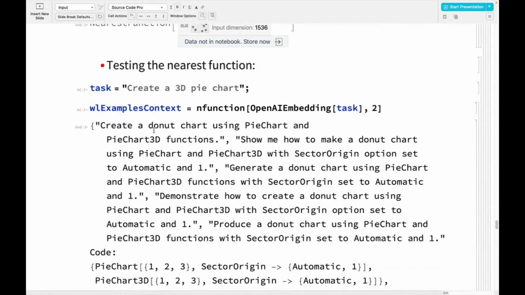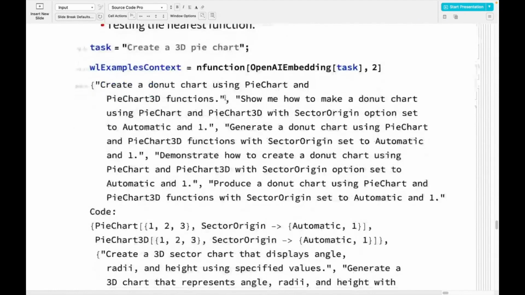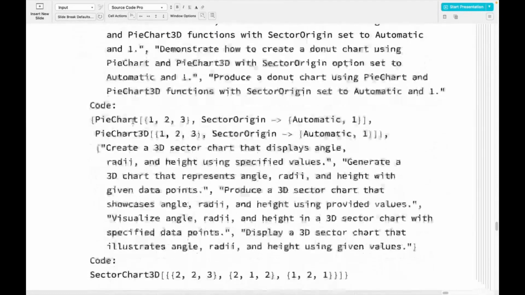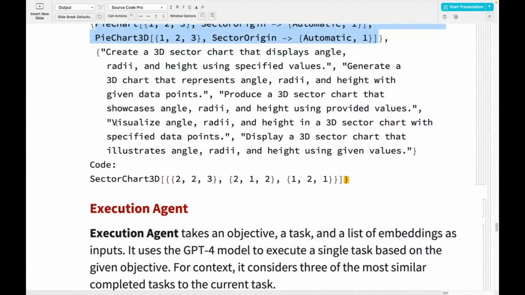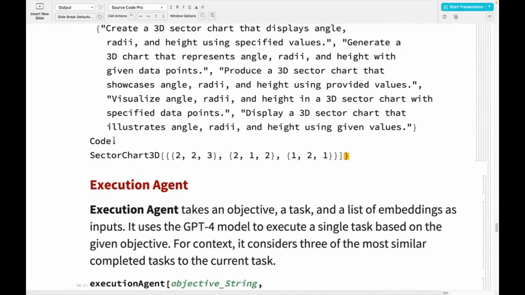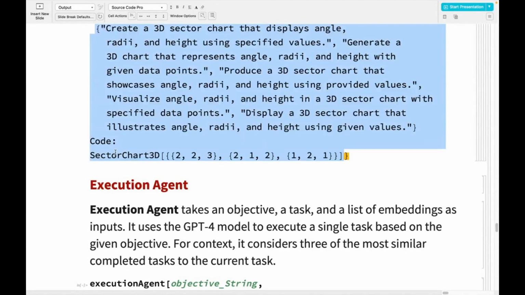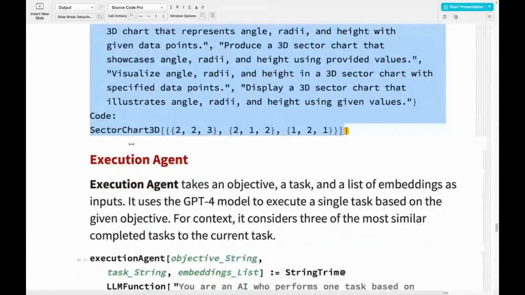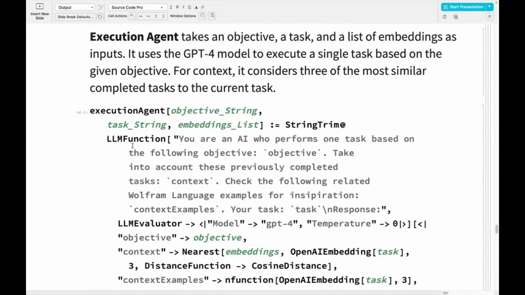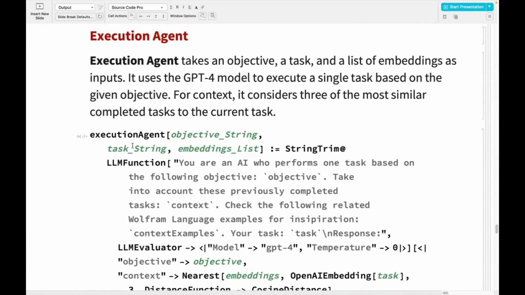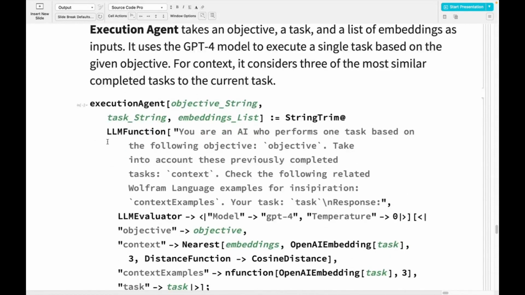We can test it, for example, with this task, create a 3D pie chart. And this nearest function will give us a couple of examples from documentation with code that we know is correct because it's from the Wolfram Language documentation. And then the BabyAGI will be able to have it as a reference for the task, which might be a bit different. So then the execution agent contains this LLM function with the prompt.